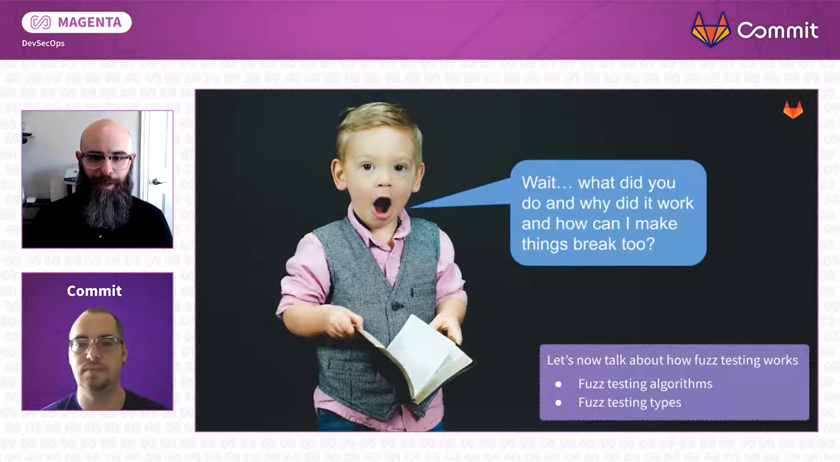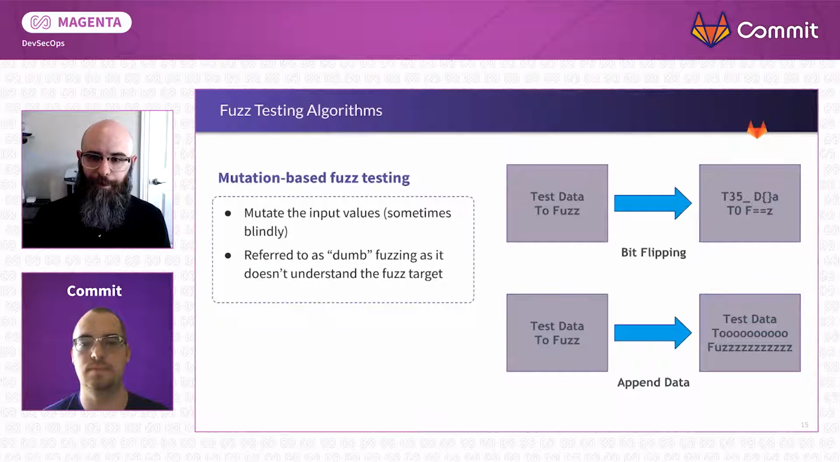Thank you, Sam. And now you might be thinking, what do I do now? How do I make this work? I want to break things too. And next we're going to go over how fuzzing works and what are the common types of fuzz testing. So when we talk about fuzz algorithms, this is how the engine creates the test cases that Sam was talking about. The first type is called mutation-based fuzzing.